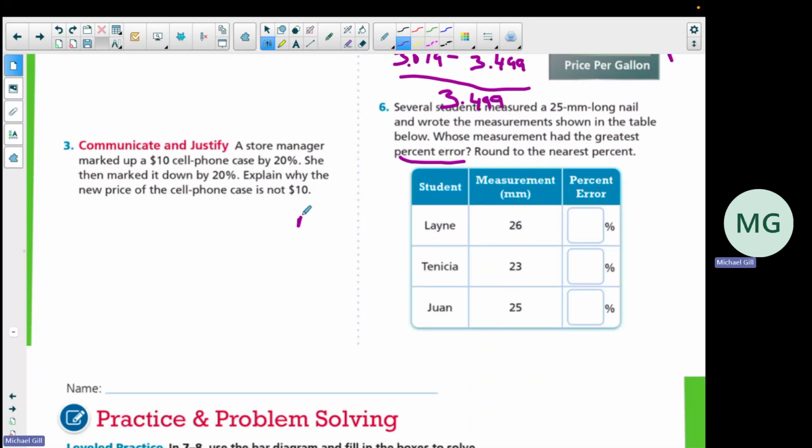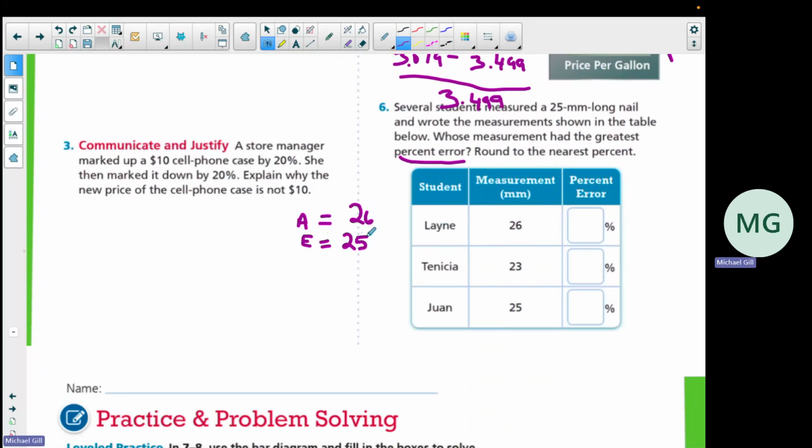So again, actual is what they measured. It's what they got. I'm going to do, oh, this is three separate things. So I'm going to do Lane first. So Lane would be 26. That's his actual. They all want the same thing. So this is going to be the same for all of them. They wanted to get 25, or that's how long the nail was, 25. So they were supposed to, if they measured correctly, get this.